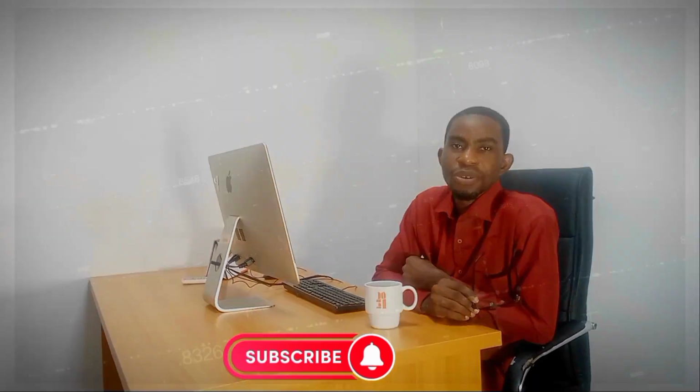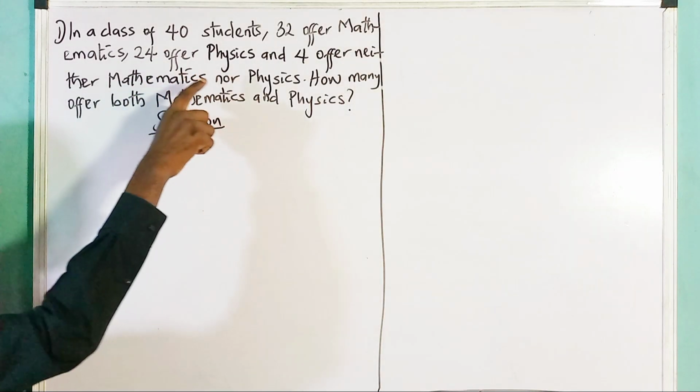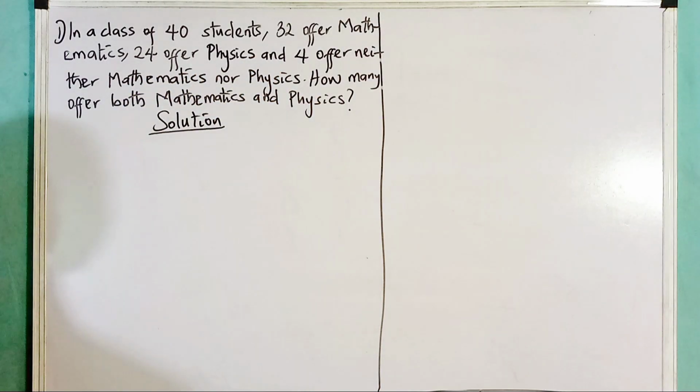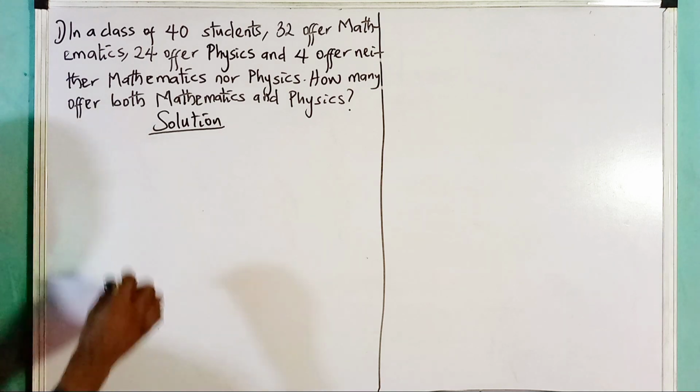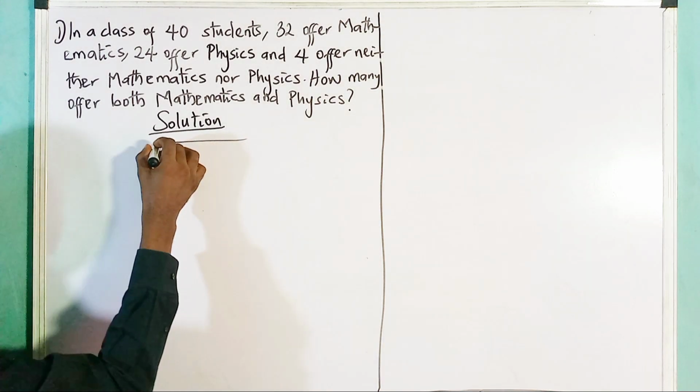Now let's solve. The first question says, in a class of 40 students, 32 offer mathematics, 24 offer physics, and 4 offer neither of those. How many offer both of the subjects? So we are going to draw a Venn diagram.